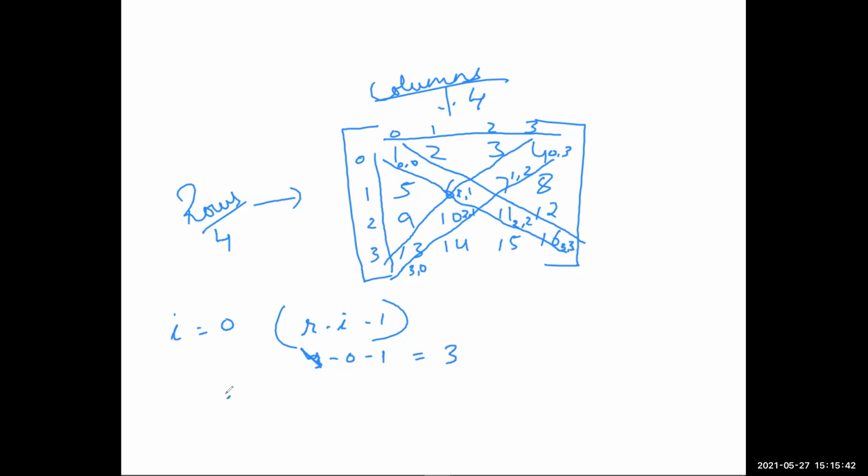When i is equal to 1, then it will be 4 minus 1 minus 1, which is 2. Then i is 2: 4 minus 2 minus 1 is equal to 1. Then i is 3: 4 minus 3 minus 1 is equal to 0. You can see it is 3, 2, 1, 0. So we are getting it.